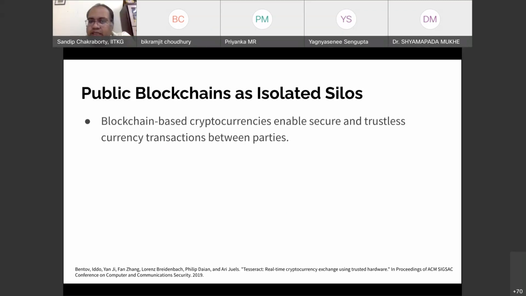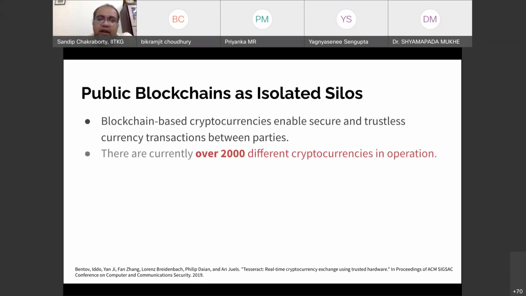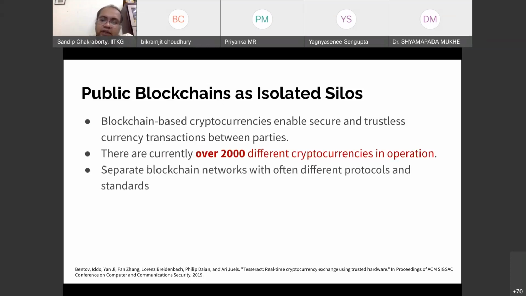Typically these blockchain-based cryptocurrencies enable secure and trustless currency transactions between the parties. Now, if you look into the spectrum of different cryptocurrency applications in the market, there are nearly 2,000 different cryptocurrencies currently in operation. And separate blockchain networks, often with different protocols and standards, are used for these different cryptocurrencies.